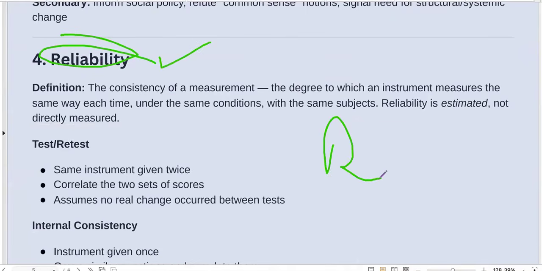What is reliability? It is simply the consistency of a measurement, the degree to which an instrument measures the same way each time, under the same condition, with the same subject. Reliability is estimated, not directly measured.